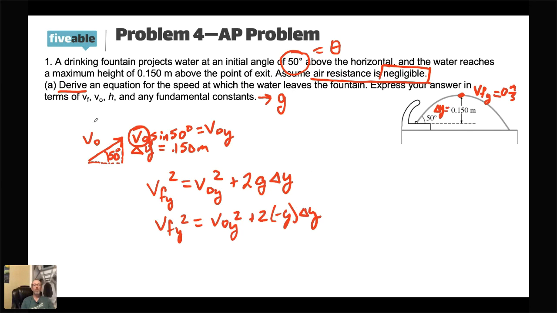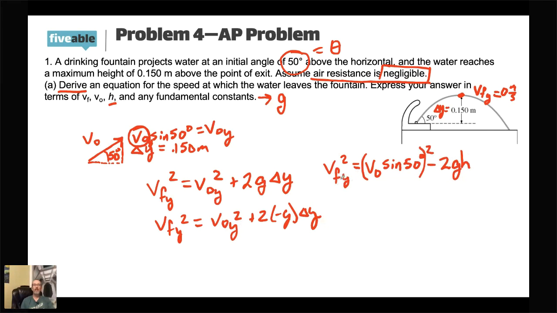Now, because we've got to solve for VO, we want to substitute in what we have here for VOY. So here's our VOY, and we need to put this in for that. So the final velocity in the y direction squared is equal to the original velocity times the sine of 50 degrees, and then we're going to subtract from that 2 times gravity times, and instead of delta y, remember they said they wanted us to use h. So we subtract 2 times g times h. We also have to square this, so this whole thing we need to square.